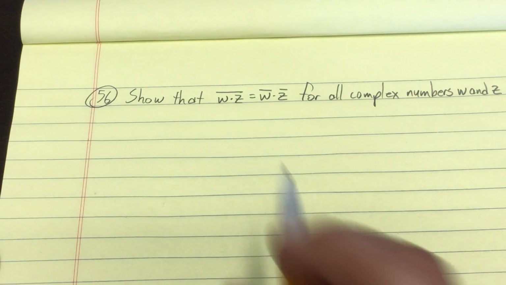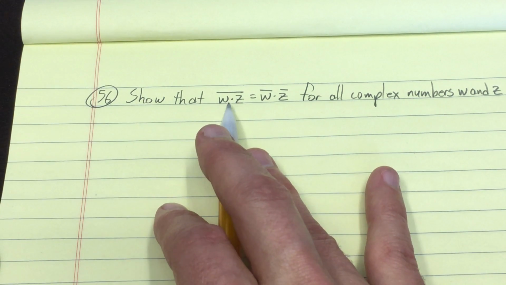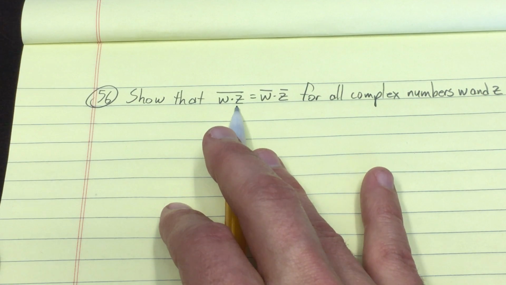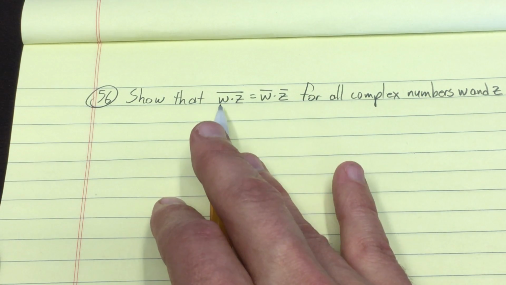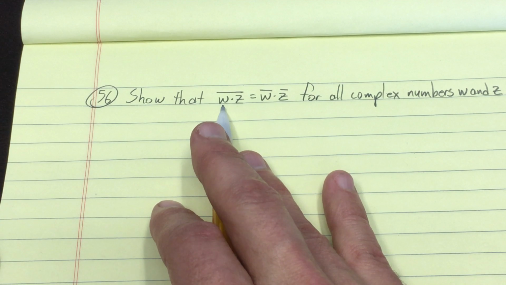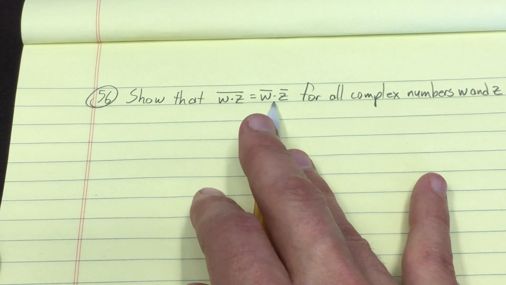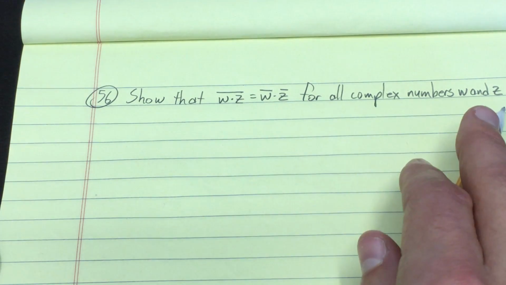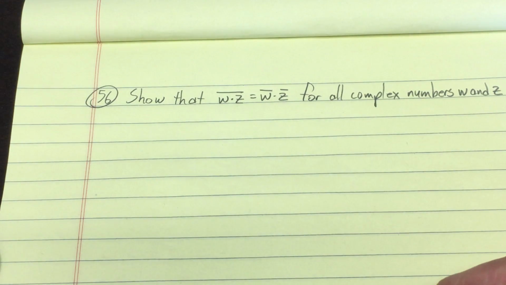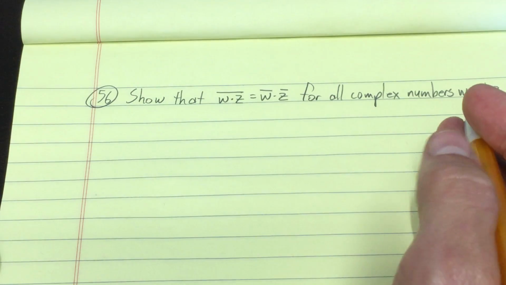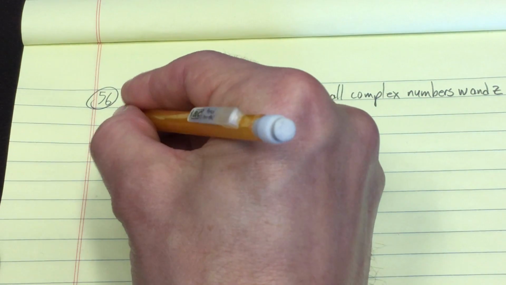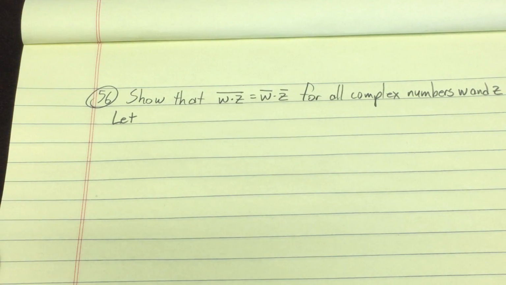Okay, here's a question that refers to the conjugate of complex numbers. Show that the conjugate of the product of w and z equals the conjugate of w times the conjugate of z for all complex numbers w and z. So in order to conjugate, let's just agree that we have to write things as their real and imaginary part.